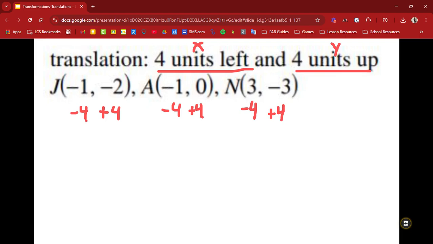So -1 minus 4, this is where you put it in your calculator. -1 minus 4 would give me -5. -2 plus 4 would give me +2. -1 minus 4, we just did this one. 0 plus 4 would give me 4. 3 minus 4 would give me -1. And then -3 plus 4 would give me 1.